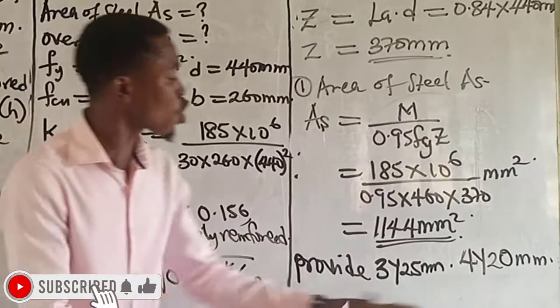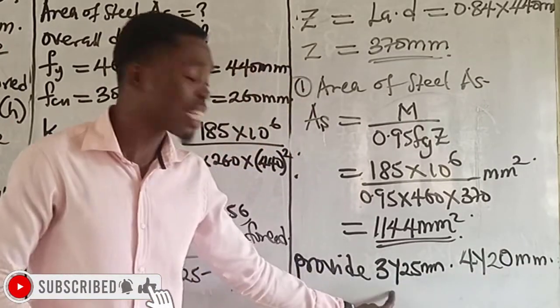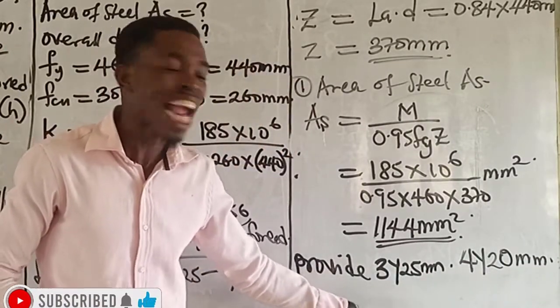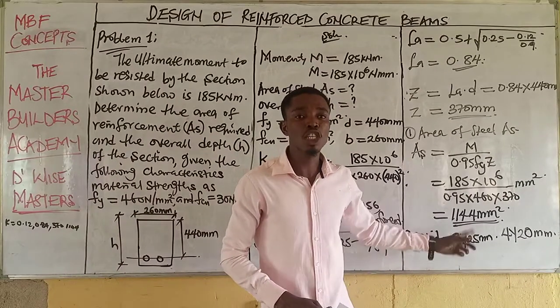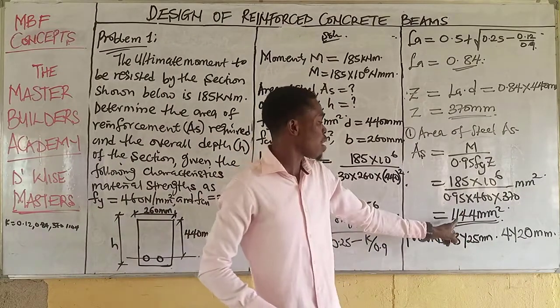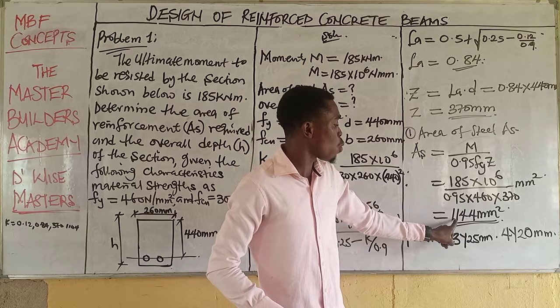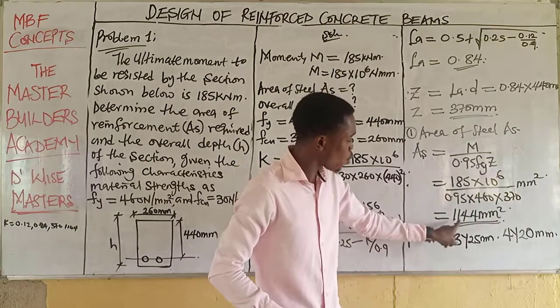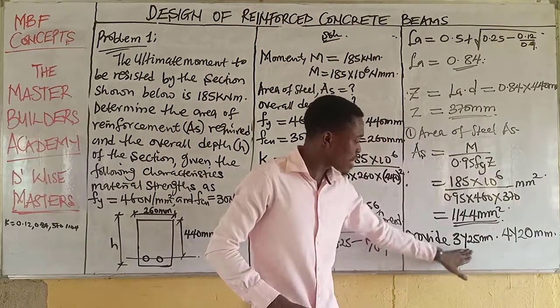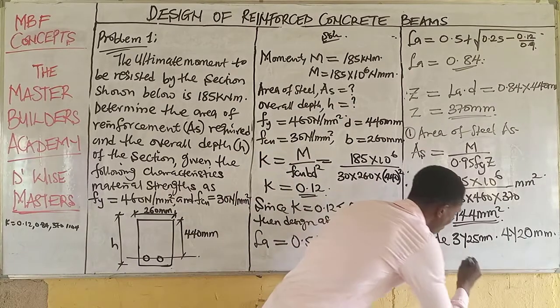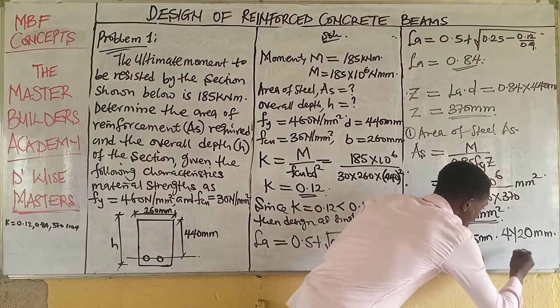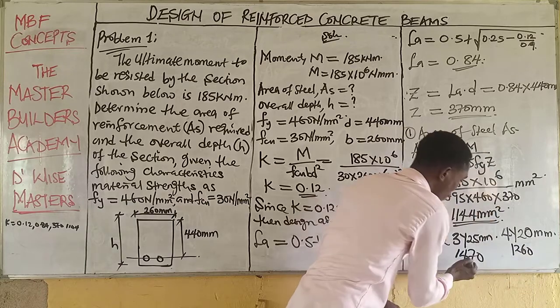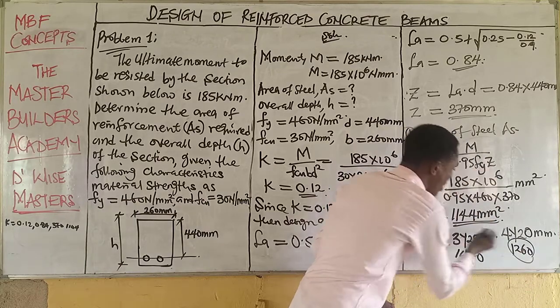Another thing we also consider is the area of this option and that option. This one is higher than this by far, because this is 1470 and the required is 1144. So the area of the first option is 1470, while this one is 1260. Between the two, the one that is closer to the required area is this one.